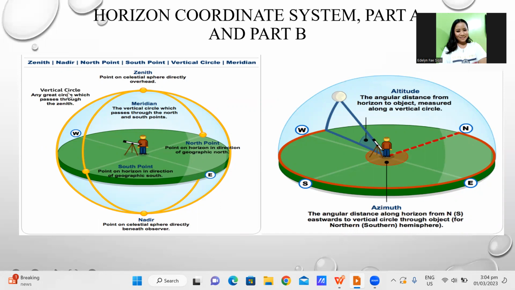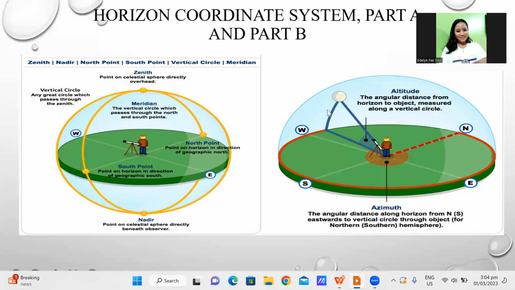Tapos, ito naman yung vertical circle. Any great circle which passes through the zenith. So, ito naman yung meridian. The vertical circle which passes through the north and south points. Tapos, ito naman yung north point. Point on the horizon in the direction of geographic north. Tapos, ito naman yung south point. Point on the horizon in the direction of geographic south. So this is the nadir, the point on the celestial sphere directly beneath the observer.